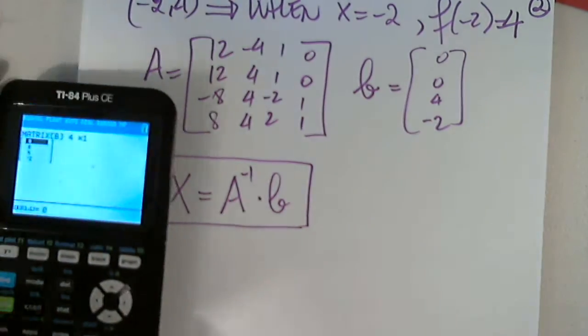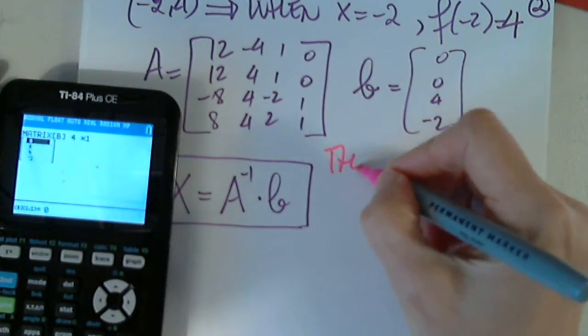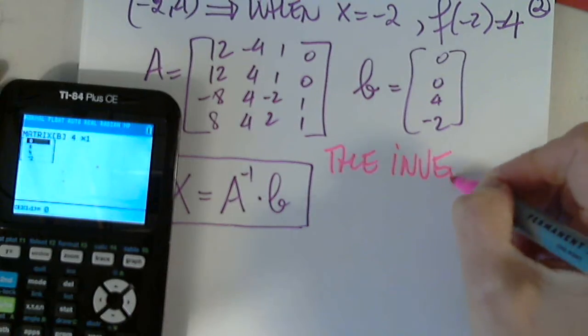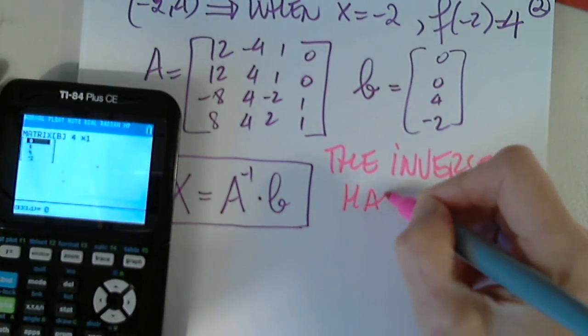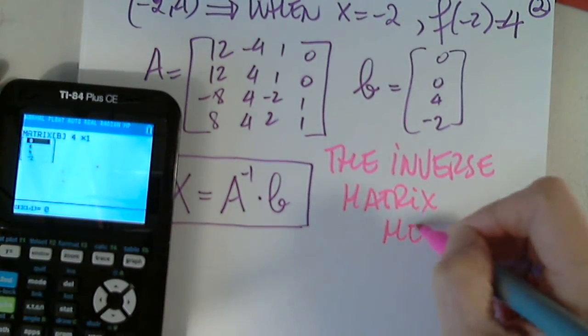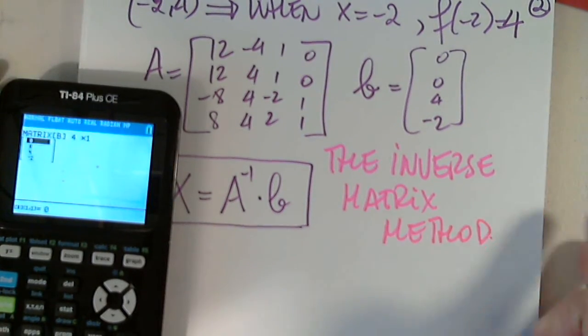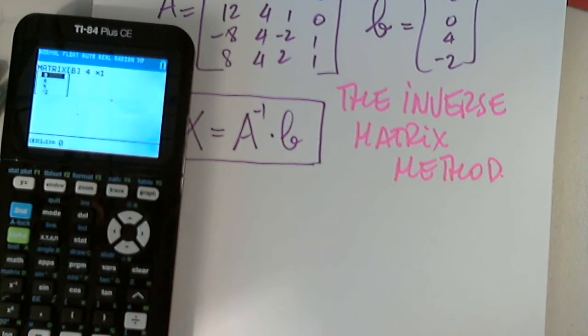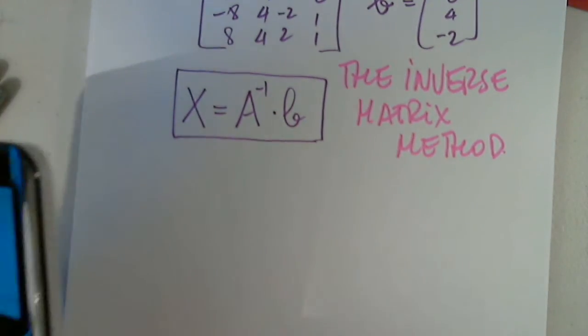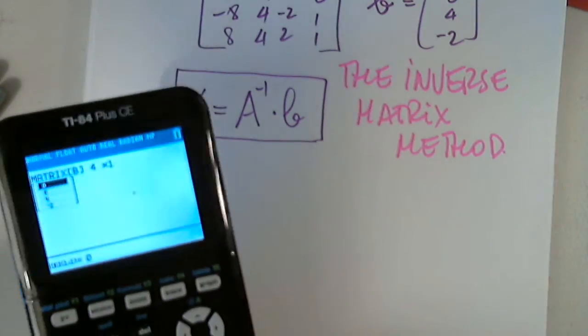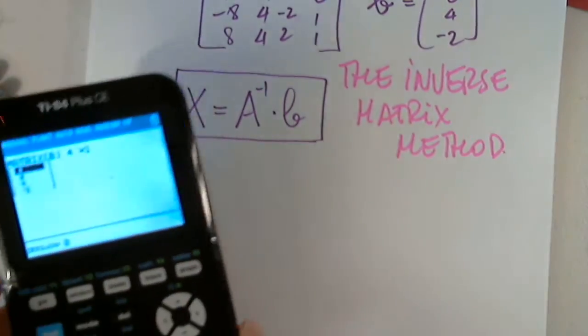This method is called the inverse matrix method. It doesn't always work. If the system has no solutions, you will not be able to apply it. But I'm hoping that the system has solutions, because otherwise they will not ask us to do this.